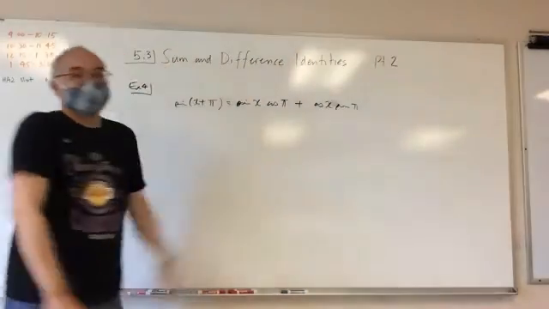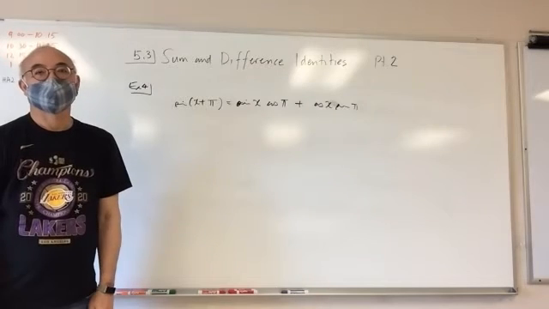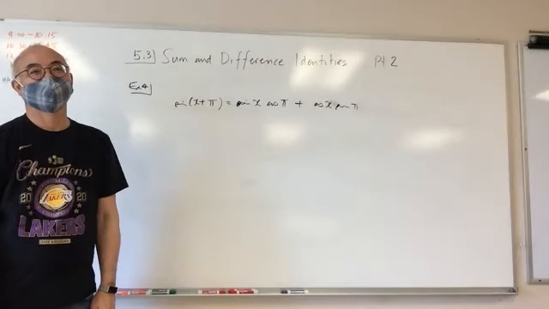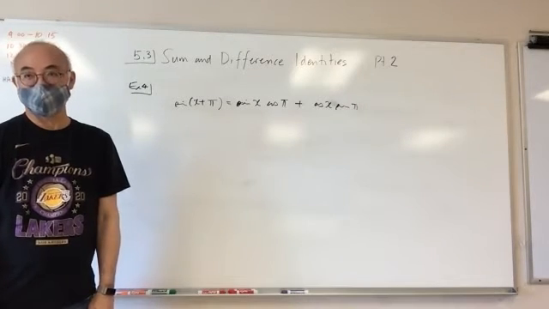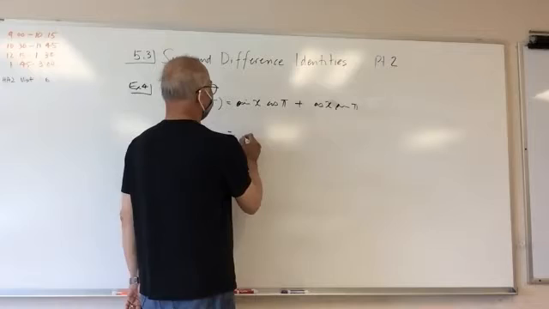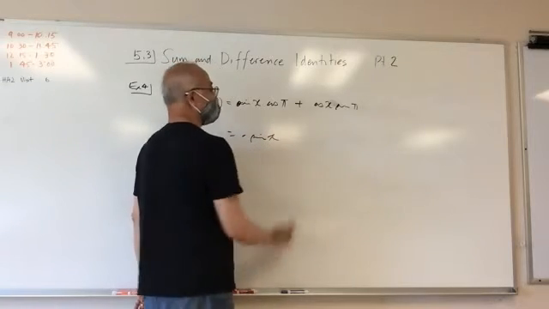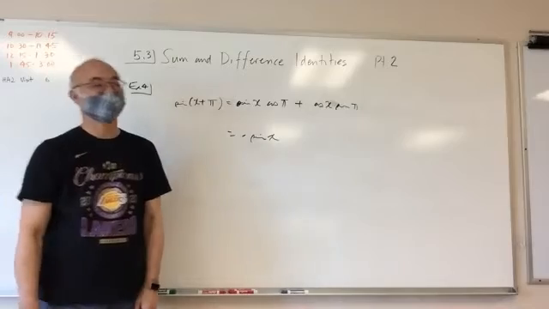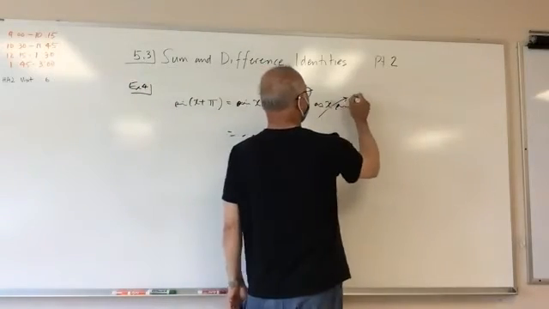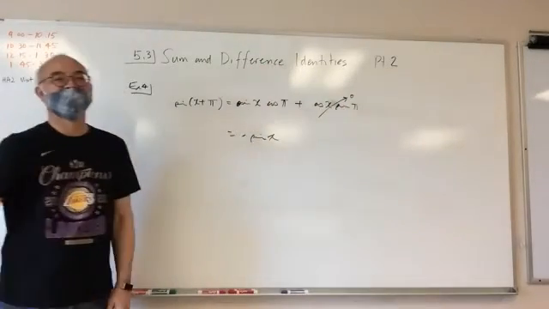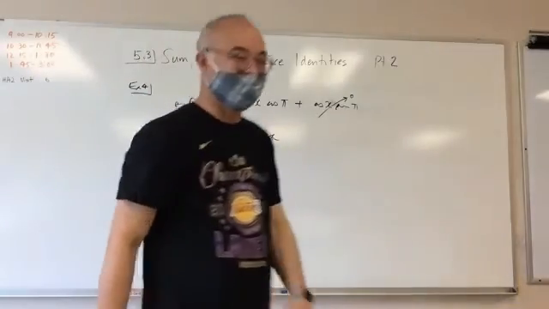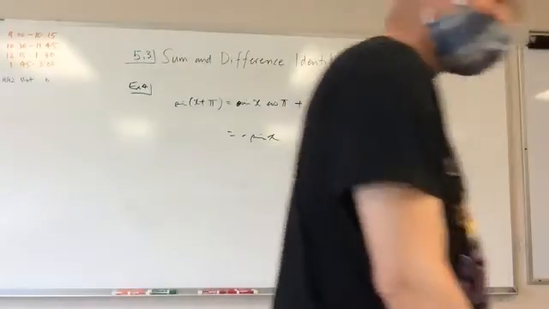Cosine pi is equal to what? Cosine pi is -1, so this is negative sine x. Sine pi is not +1, it is 0. So this is your answer.